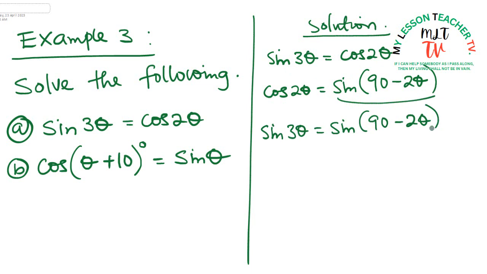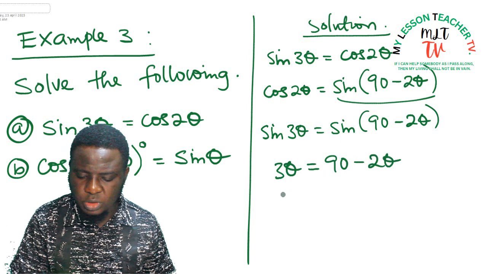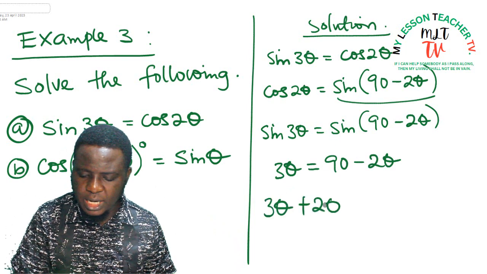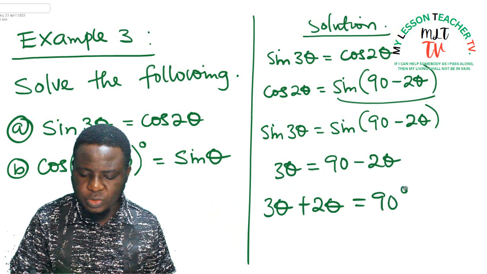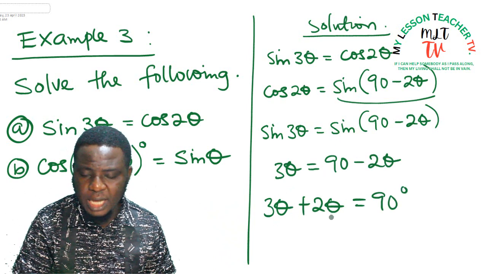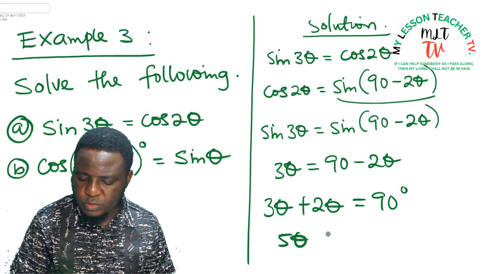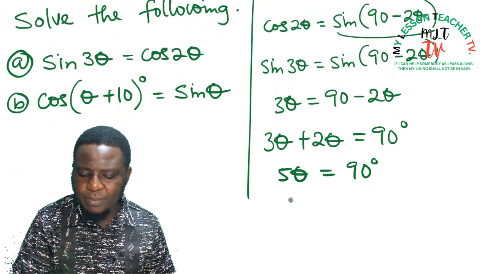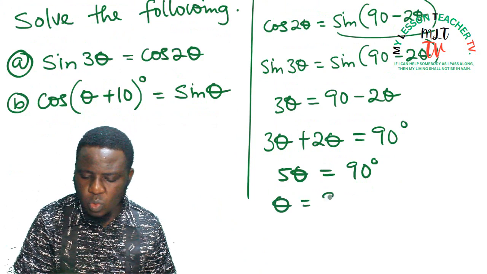I have eliminated cos from my equation, then bringing out the angles, that is 3 theta will be equal to 90 minus 2 theta. Simplifying this by collecting like terms, you have it to be 3 theta plus 2 theta to be equal to 90 degrees. And 3 theta plus 2 theta gives us 5 theta. So 5 theta is equal to 90 degrees. And when you divide both sides by 5, you have theta to be equal to 90 degrees divided by 5.